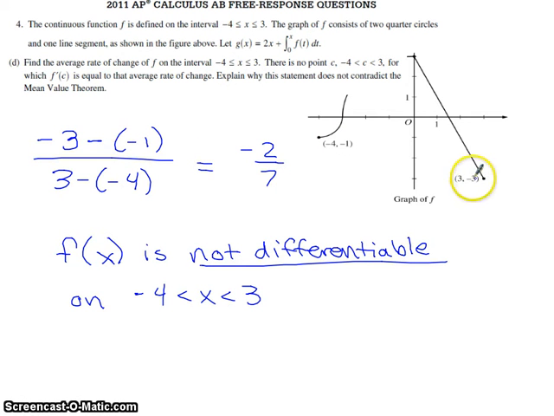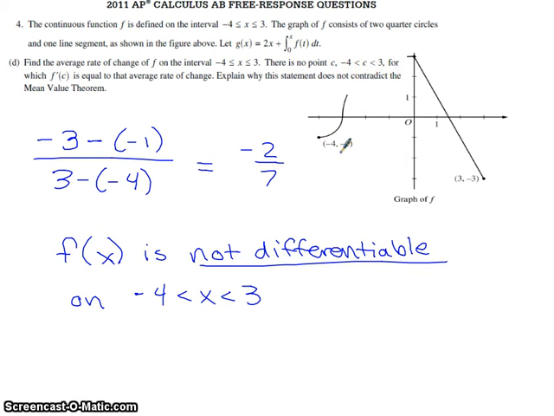So I took this y value minus this y value over this x value minus this x value, and I got a slope of -7/2. So the slope of this line segment, if I was drawing it in right here, would be -7/2. Now, the slope of the tangent line is not going to equal -7/2 anywhere between these two x values.